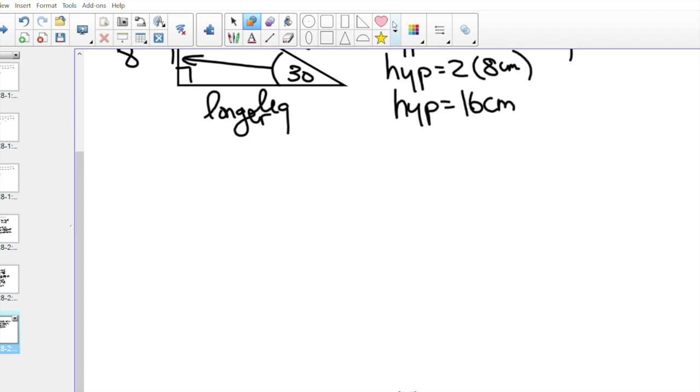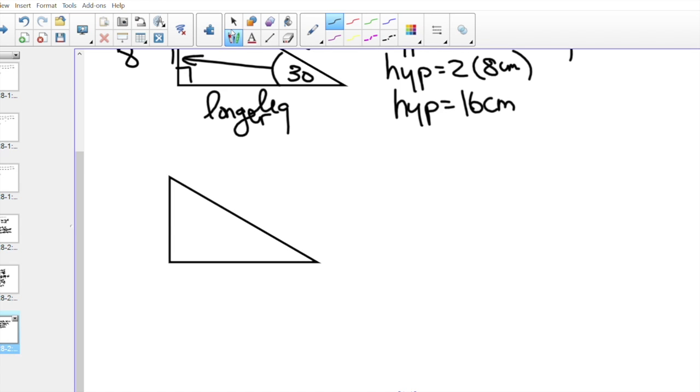3B. Again, you have a 30, 60, 90 degree triangle. This is the hypotenuse. And this over here we abbreviated as SHL, which is the shorter leg. Now number 3B says find the length of the hypotenuse, that's x. The shorter leg is going to be 2 on the square root of 3.